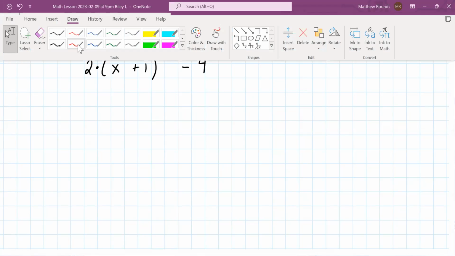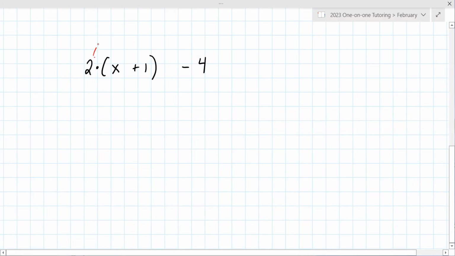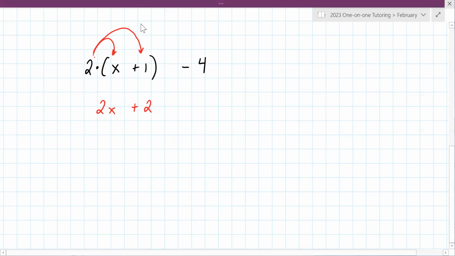It's not just changing the sign here. You have to actually multiply in the number. So that would be a 2x, and the signs would stay the same? So they stay the same, yeah. Now it'd be 2x plus 2. And then you bring the -4 down.